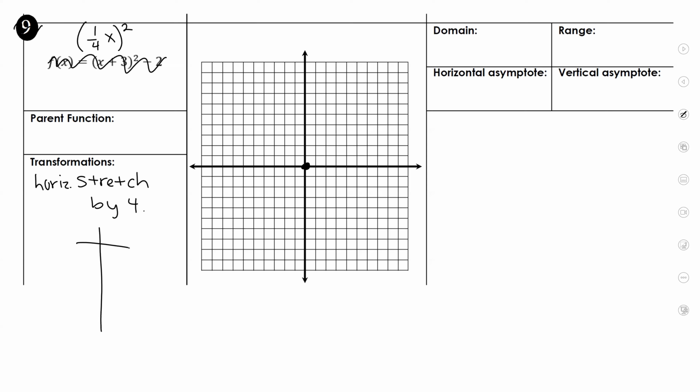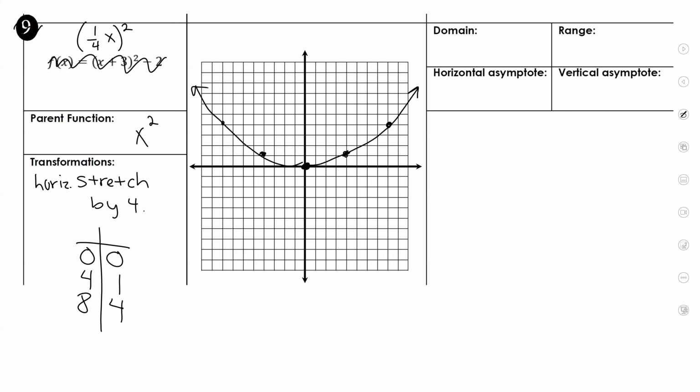Now, if you make a table, when you plug in 0, you get 0. If you plug in a 4, you get 1. And if you plug in an 8, you get 4. Okay? So it's going to go like this. And since the parent function is a quadratic, you know that this side will also mirror. And it'll be wide like that. Okay? So that's what your graph should look like.